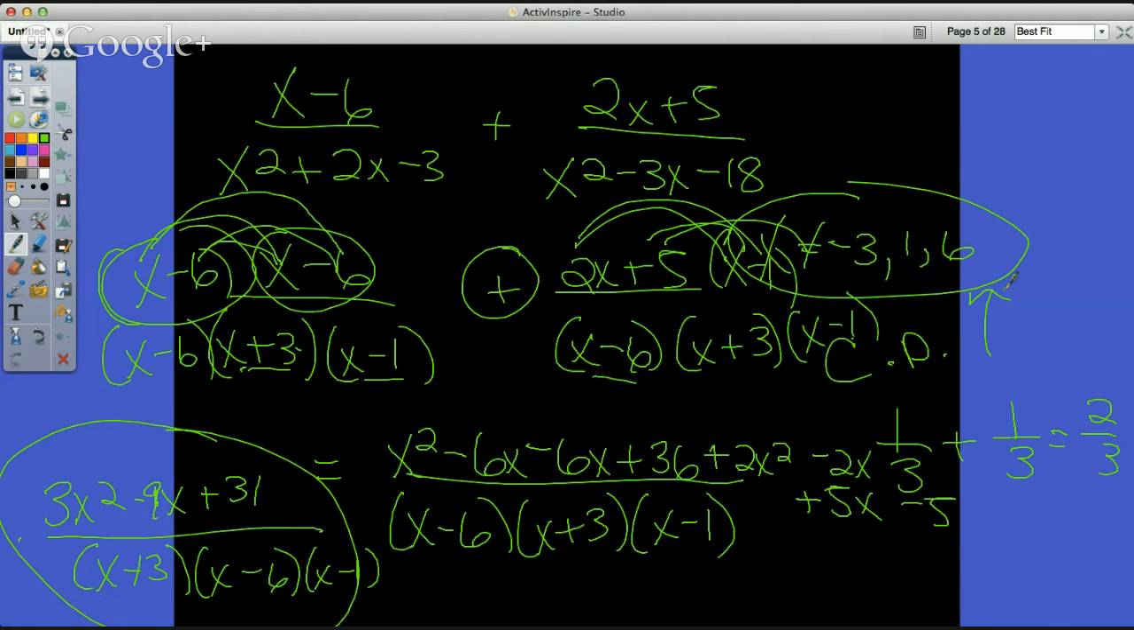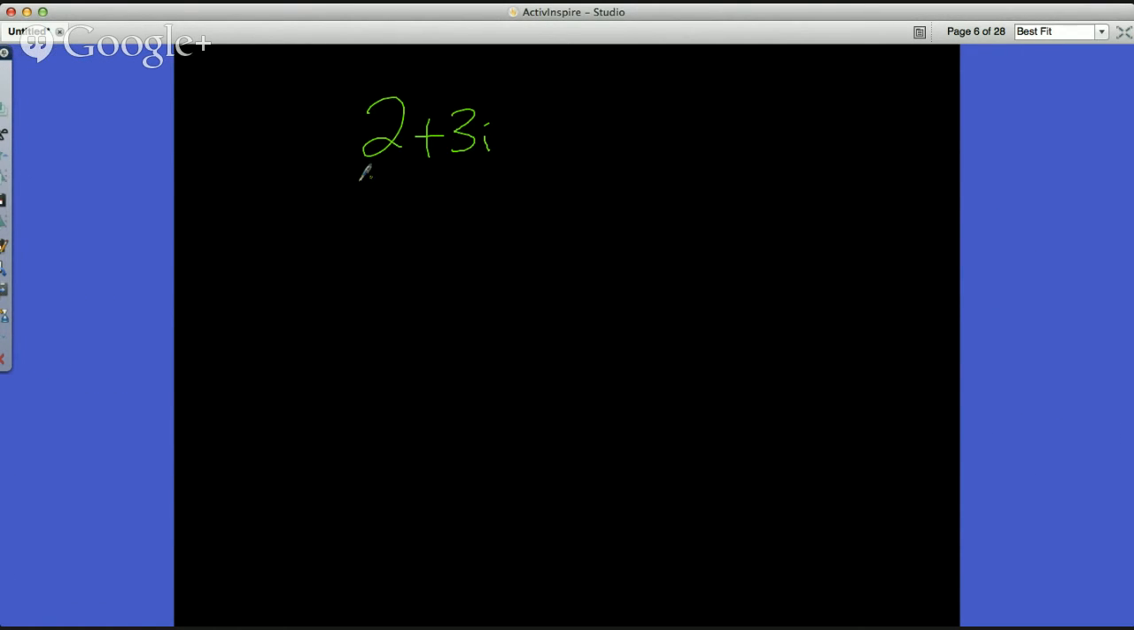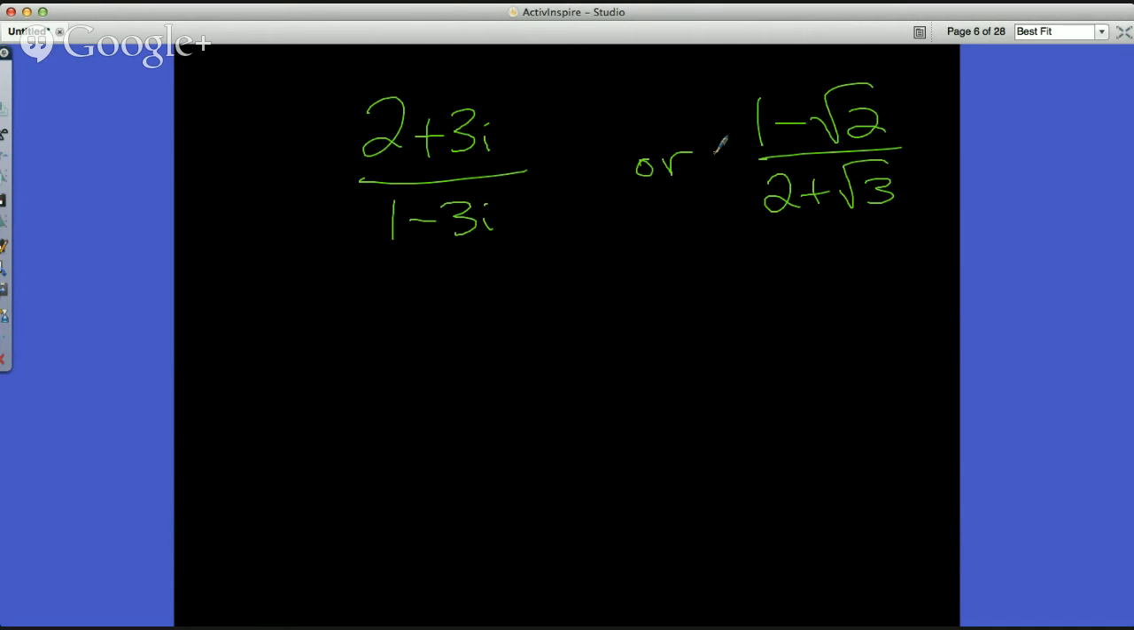Let's see here. What if I asked you to do the following? Let's do this one. Coming back to the complex numbers, what if I said 2 plus 3i all over 1 minus 3i? Or 1 minus square root of 2 all over 2 plus square root of 3. Both of these will be the same process, right? We've got to rationalize. We've got to get that square root or the i out of the bottom.